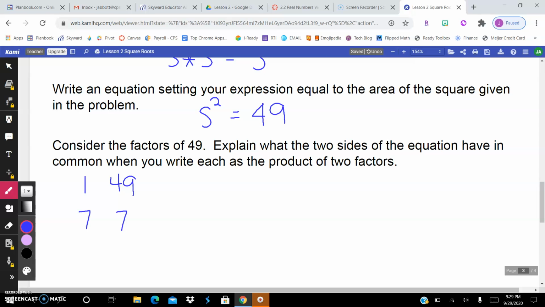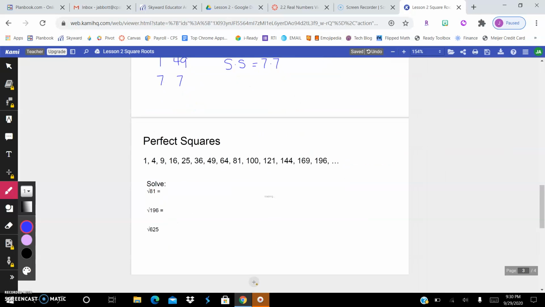Explain what the two sides of the equation have in common when you write each as the product of two factors. So what that means is the product of two factors, s squared is s times s. We've talked about that. And then 49, the product of two factors, we're going to use 7 times 7. So explain what the two sides of the equation have in common. Well, they have the same number twice, or the same variable twice, same value twice. Okay, that's what they have in common.